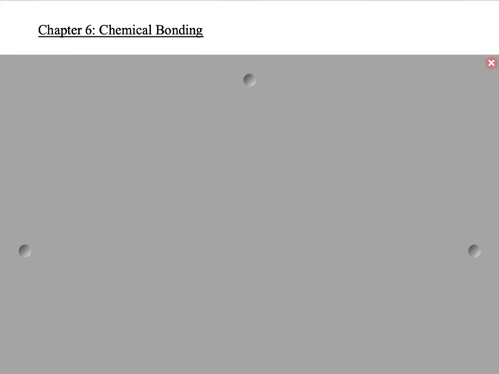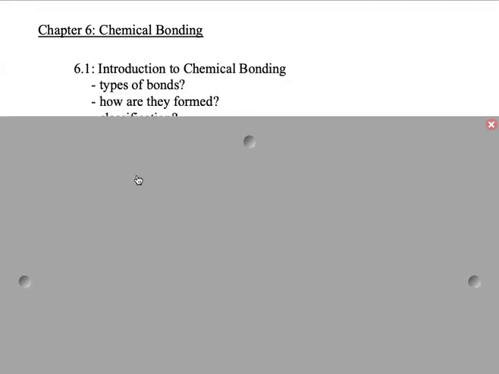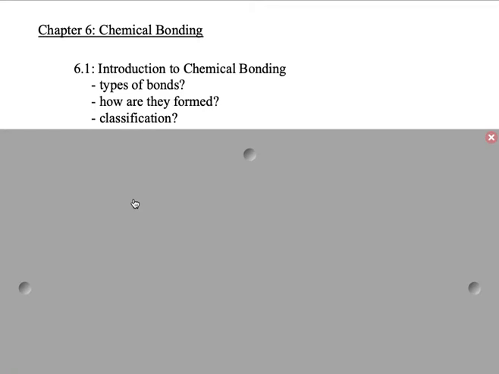Hello, with this video we begin our unit on chemical bonding based on Chapter 6 in the textbook. Let's begin with an outline of the unit. In Chapter 6.1 we'll talk about an introduction to chemical bonding. We'll ask the question: what types of chemical bonds exist, how are they formed, and how do we classify them? That's the topic of today's video.